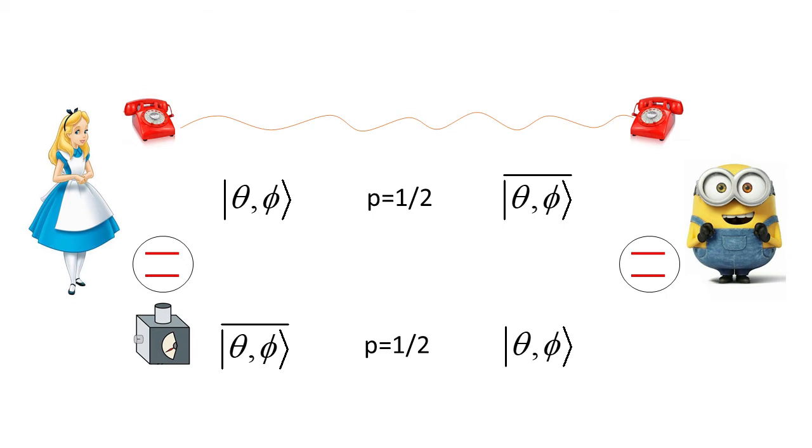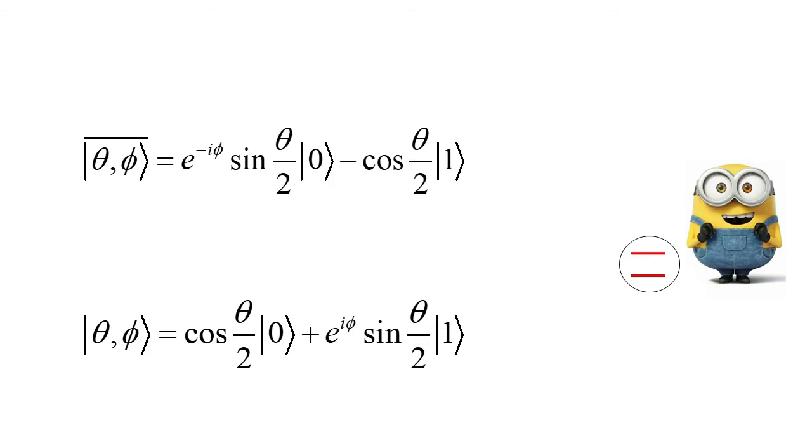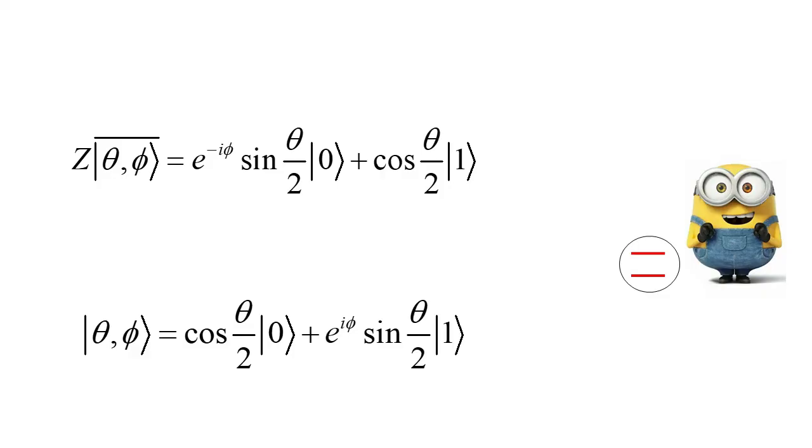So there's something you can notice here just by looking at these states, which is that actually there's no transformation that you can do in order to turn theta phi into theta phi bar, or vice versa in this case. So, for example, let's say we applied a z-gate to the theta phi bar state, where our aim is to try and turn this state into the theta phi state on the bottom.